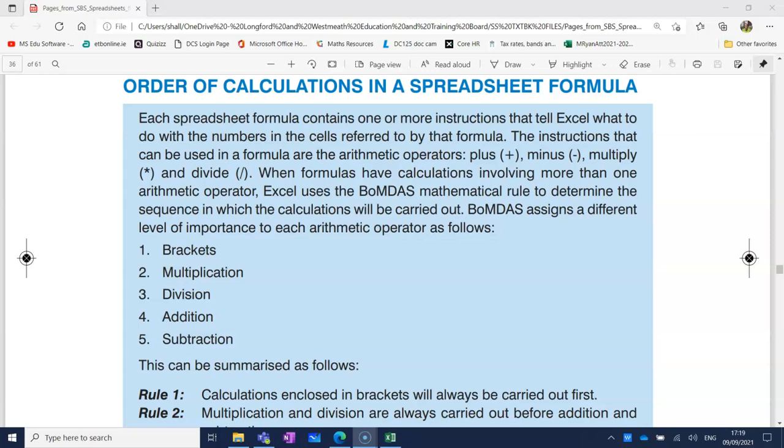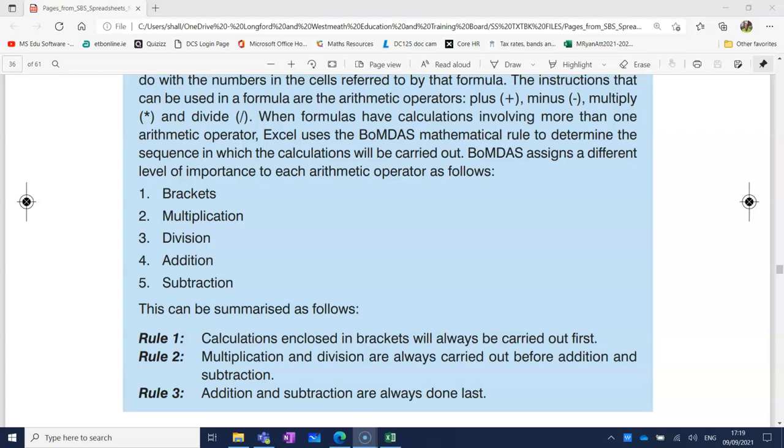When formulas have calculations involving more than one arithmetic operator, Excel uses the BOMDAS mathematical rule to determine the sequence in which the calculations will be carried out. BOMDAS assigns a different level of importance to each arithmetic operator as follows: 1 brackets, 2 multiplication, 3 division, 4 addition, 5 subtraction. This can be summarized as follows.